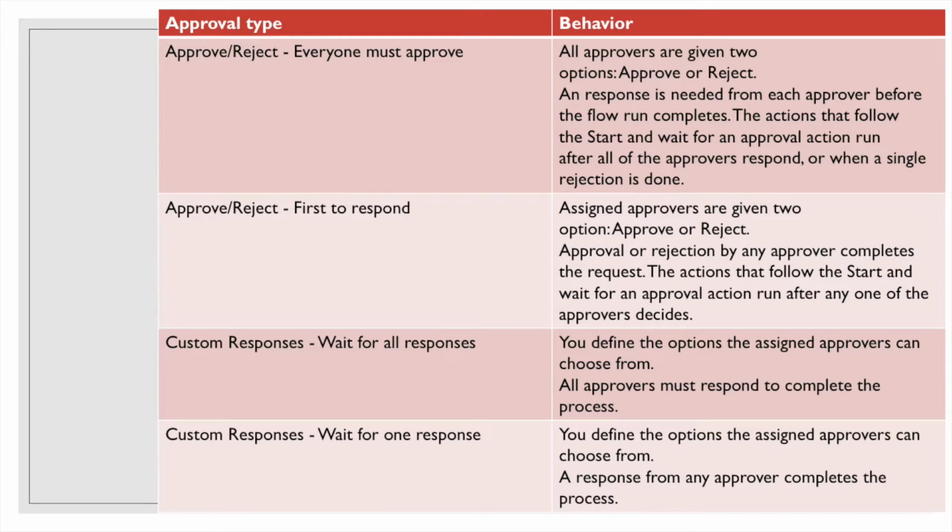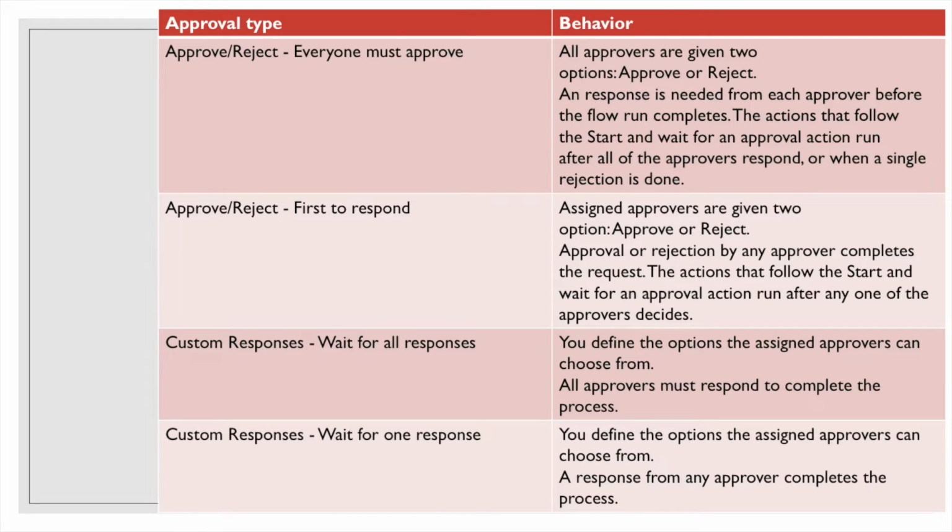Generally you will see approve or reject. Here you can write things like approve, partially approve, reject, partial reject, something like that. Whatever you like, you can keep as custom responses.